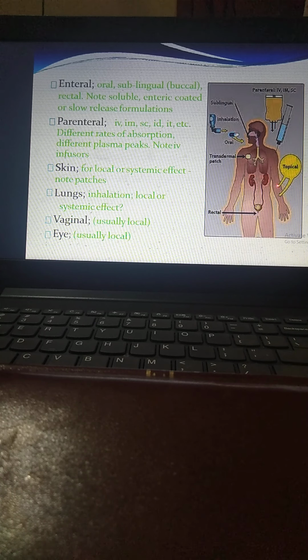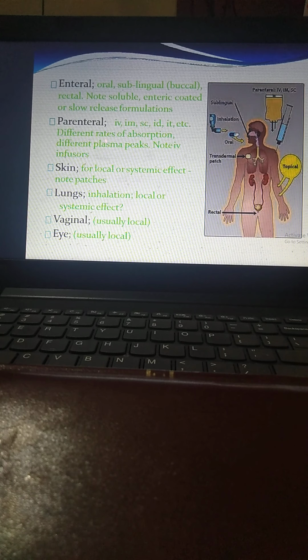Suppose these are the different routes you have given. There is a sketch diagram. There is rectal, there is topical, there is transdermal, there is oral, there is inhalational, sublingual, and parenteral: intravenous, intramuscular, and subcutaneous. So this you have to enumerate in your practical notebook. Enteral is oral, sublingual, buccal, rectal. Note: soluble, enteric coated or slow release formulations are in the enteral, which we give through the mouth. Parenteral is intramuscular, intravenous, subcutaneous, intradermal, intrathecal, etc.